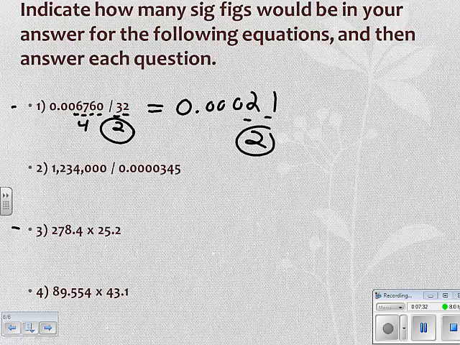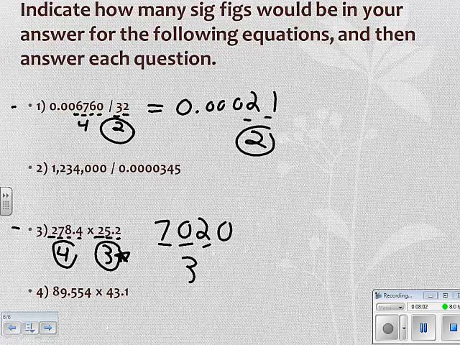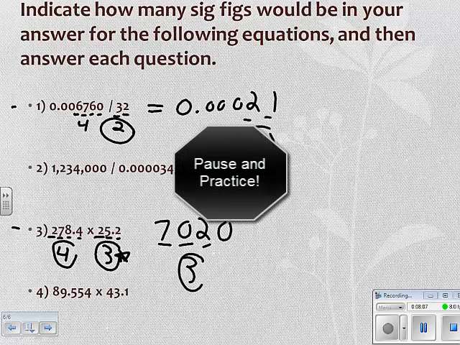I'm going to do number 3. If you put this into your calculator, you get a big number. But how many sig figs is the first number? 1, 2, 3, 4. That has 4 sig figs. 25.2 has 1, 2, 3. So how many sig figs is your answer going to have? It's going to have 3. It's the lowest number. So you plug this into your calculator, you get 715.68. Going to 3 sig figs, it's 7020. And make sure you don't put that decimal there. Remember, this is 1, 2, 3. This is the trapped 0, so there's 3 sig figs. Go ahead and pause it and do 2 and 4 on your own.